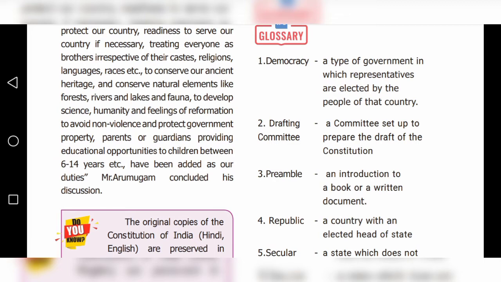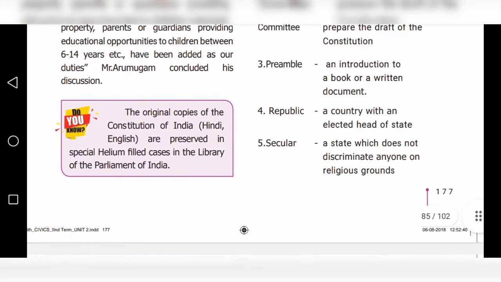Okay, and the parents or guardians should provide educational opportunities to children between 6 and 14 years. So all the parents must give education to the children between the ages of 6 and 14 years. Okay. Next one, these have been added as our duties. Mr. Arumugam concluded his discussion. So they are discussing like this.